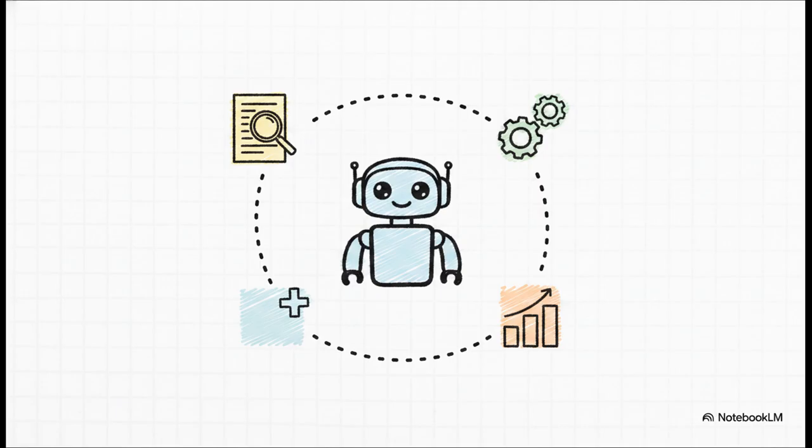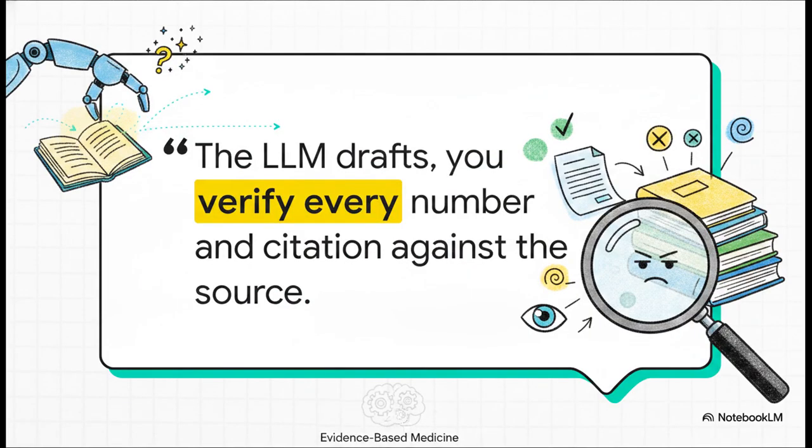It's also fantastic for extracting trial methodologies and calculating complex metrics like absolute risk reduction, relative risk reduction, and number needed to treat. And this brilliantly illustrates the absolute golden rule of LLM-assisted evidence-based medicine. Listen to this. The rule is simply, the LLM drafts, you verify every number and citation against the source. AI is a ridiculously powerful assistant for sure, but we all know it's prone to hallucinations. So, as a skeptic and a techie, your job is to independently validate those outputs.